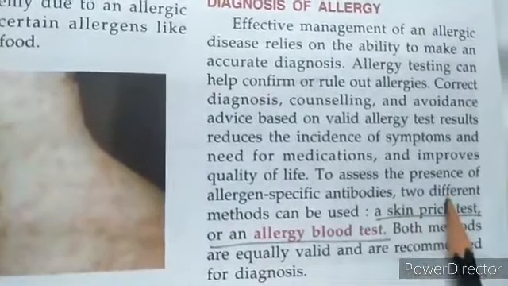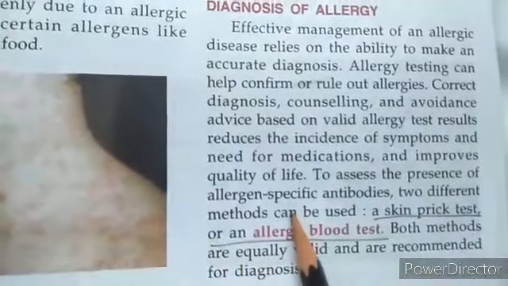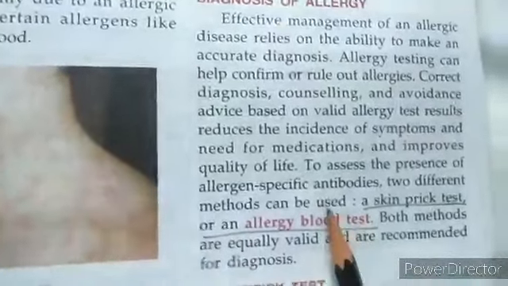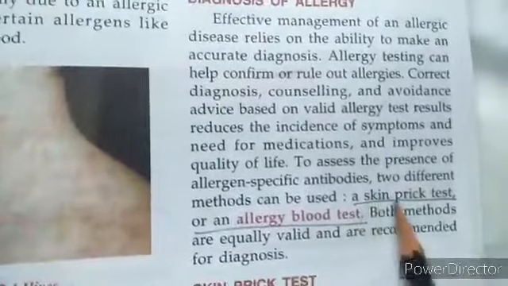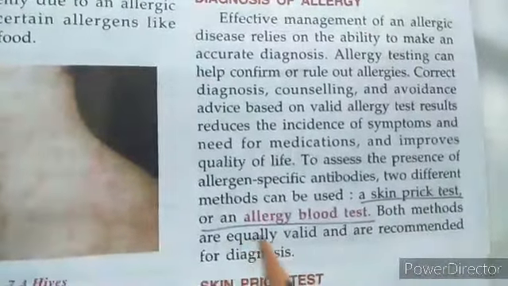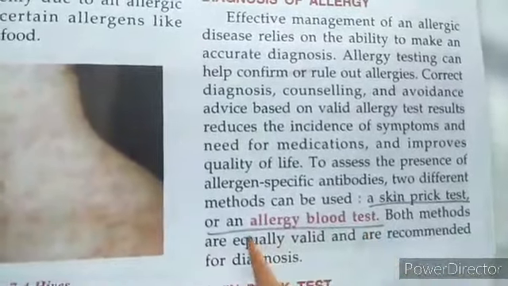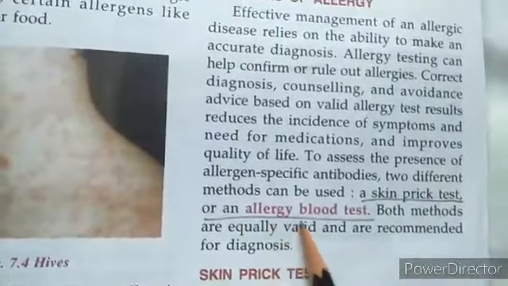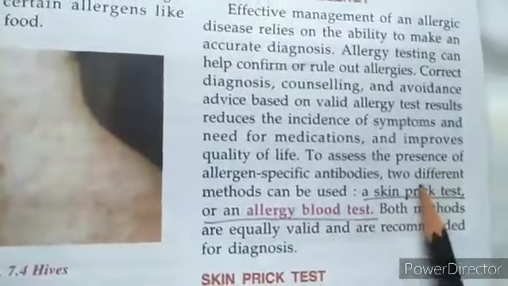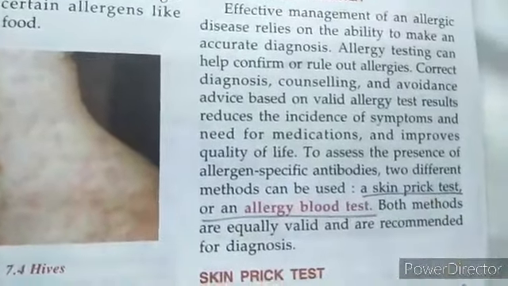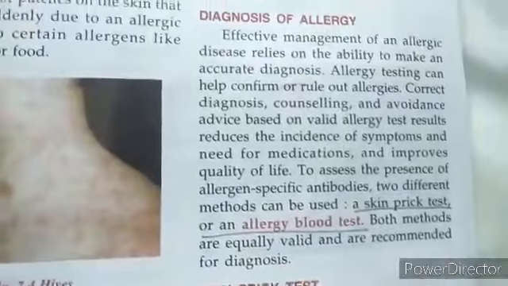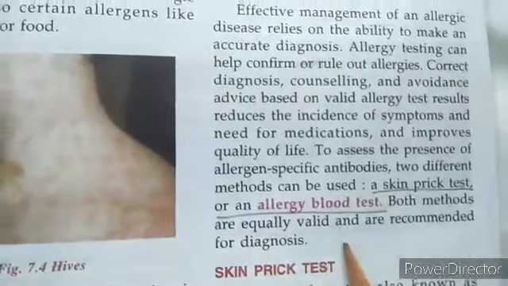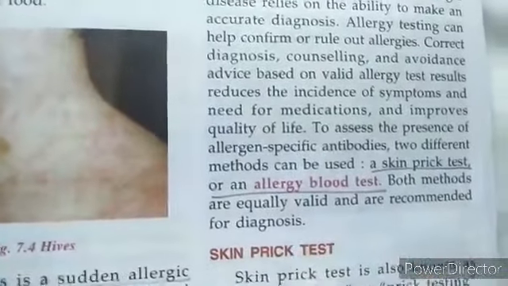To assess the presence of allergen specific antibodies, two different methods are used. So there are two kinds of tests. One is known as the skin prick test and the other is known as the allergy blood test. So the skin test and blood test are two different tests that are done to find out about allergies. Both methods are equally valid and are recommended for diagnosis.